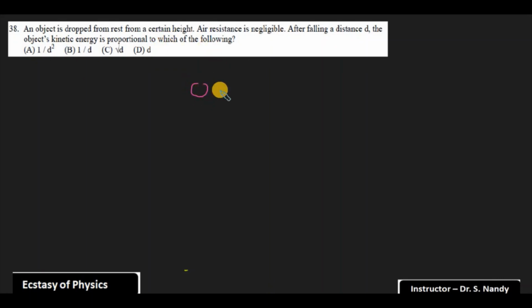So let's consider this is an object. Initial velocity of the object is given as 0 since it started from rest. It's falling a certain height. When the object has reached there, the distance it has traveled is equal to d. At this position its velocity we can consider as v, and air resistance is negligible. We have to find out which of the following the object's kinetic energy is proportional to.